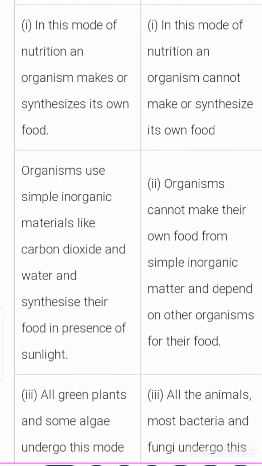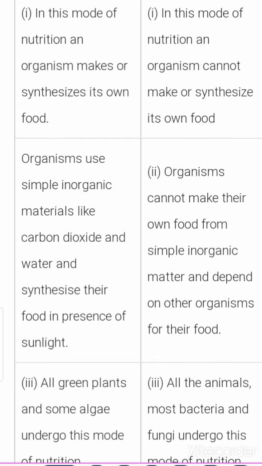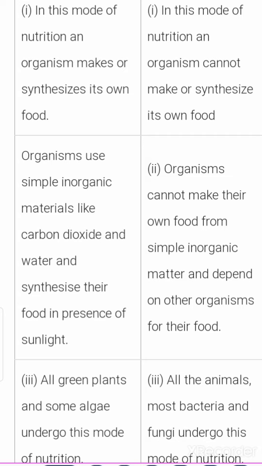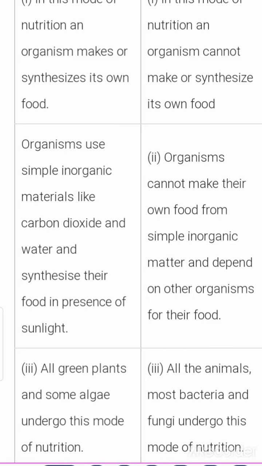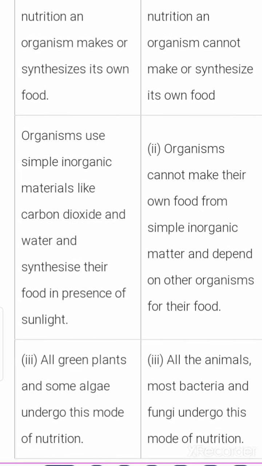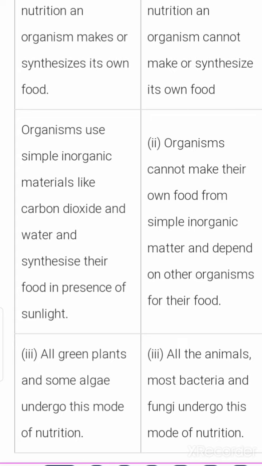Now, what is necessary for making their own food by autotrophic organisms? They need carbon dioxide and water, okay, in the presence of sunlight. Who has the capability to make their own food? Only plants. And what is the requirement for plants to make their own food? The requirement is carbon dioxide, water, chlorophyll and sunlight. All are very necessary for plants to make their own food.